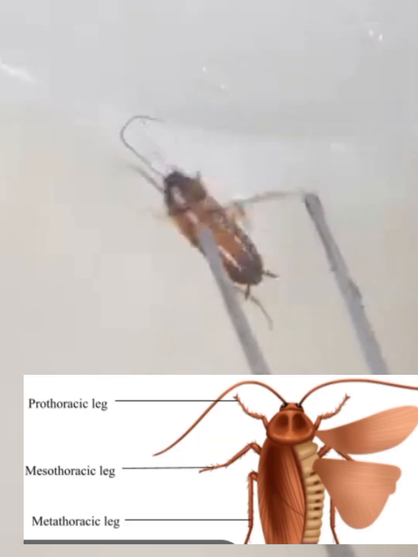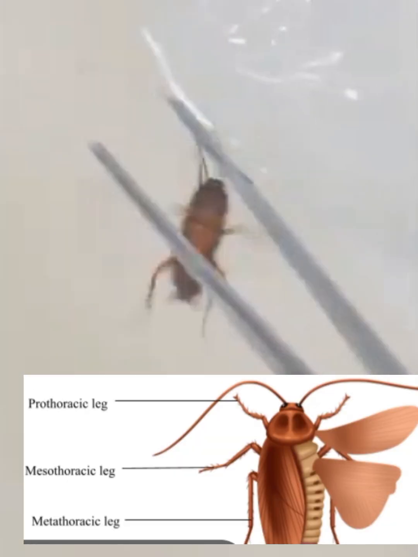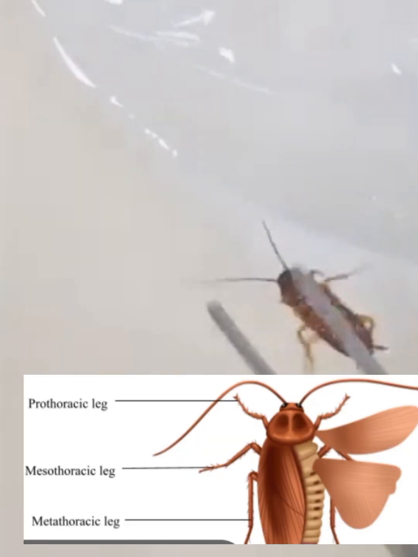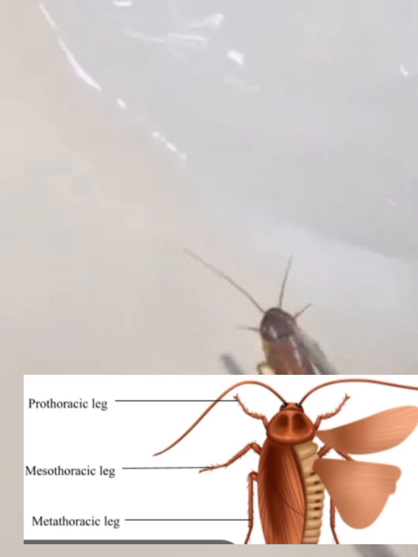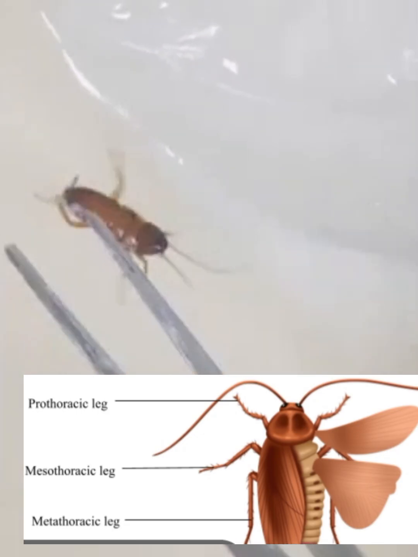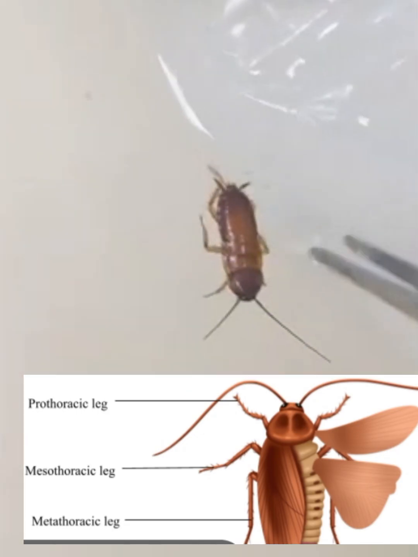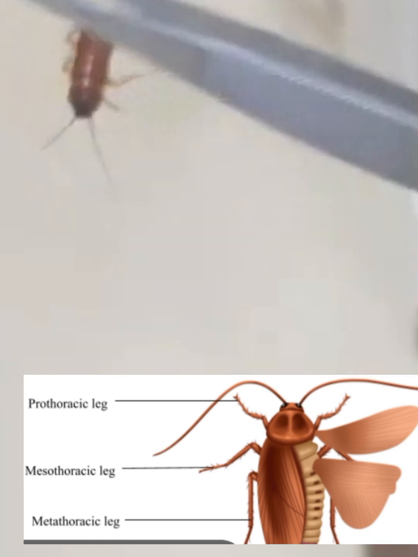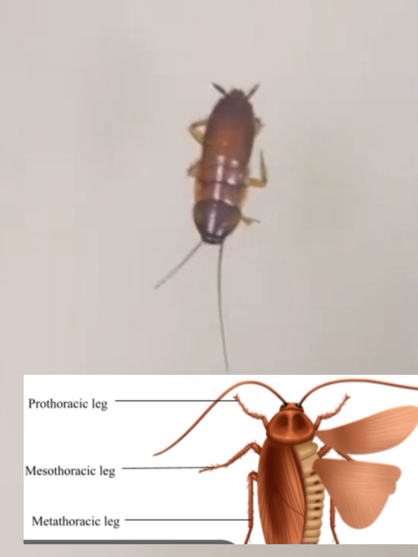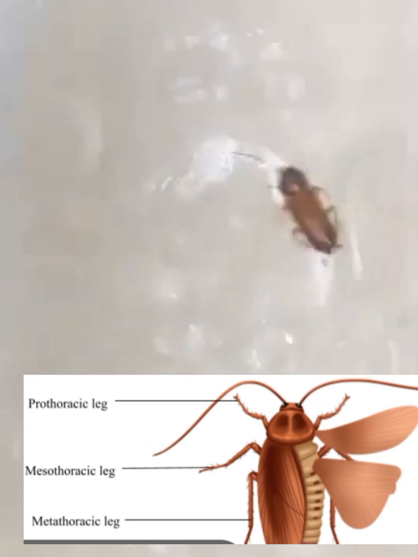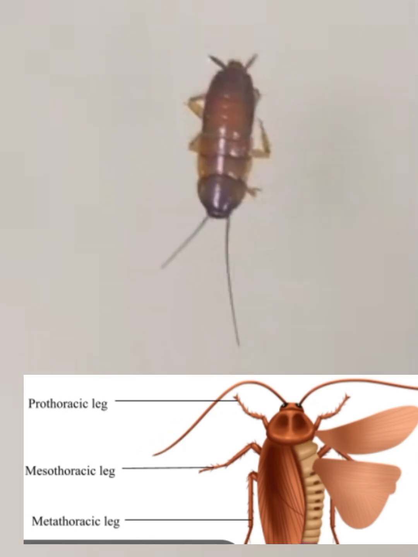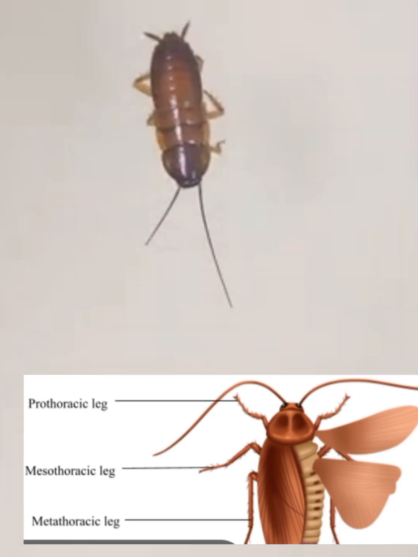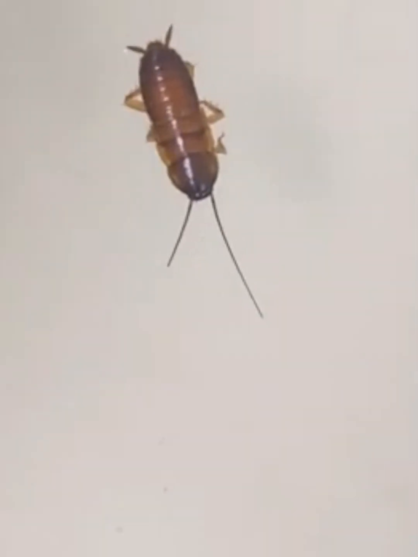Next is the thorax region. It consists of three segments: prothorax, mesothorax and metathorax, and each thorax segment has one pair of walking legs, and it means that a cockroach has 6 legs, and they are jointed. These legs allow the cockroach to run quickly and to climb to different places and surfaces.